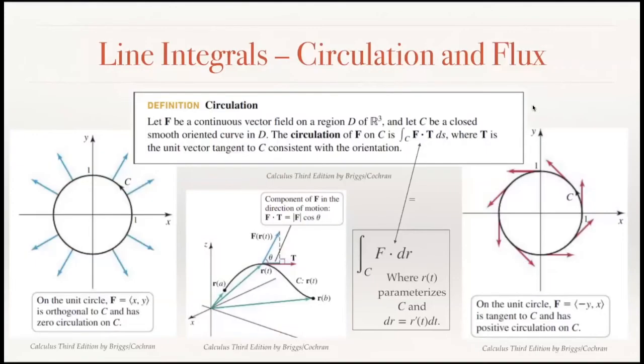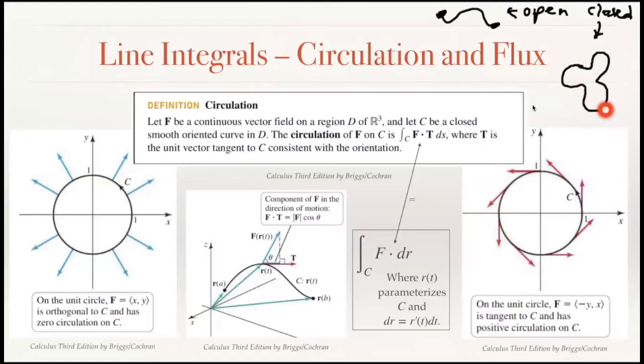Now, a special type of path integral is a path integral along a closed curve. Remember that a closed curve is a curve that has no beginning or end. It loops back and meets itself. So this would be a closed curve. It doesn't have to be a circle. It can look like this. This would also be a closed curve. On the other hand, this would be an open curve. That's open. This guy is closed.